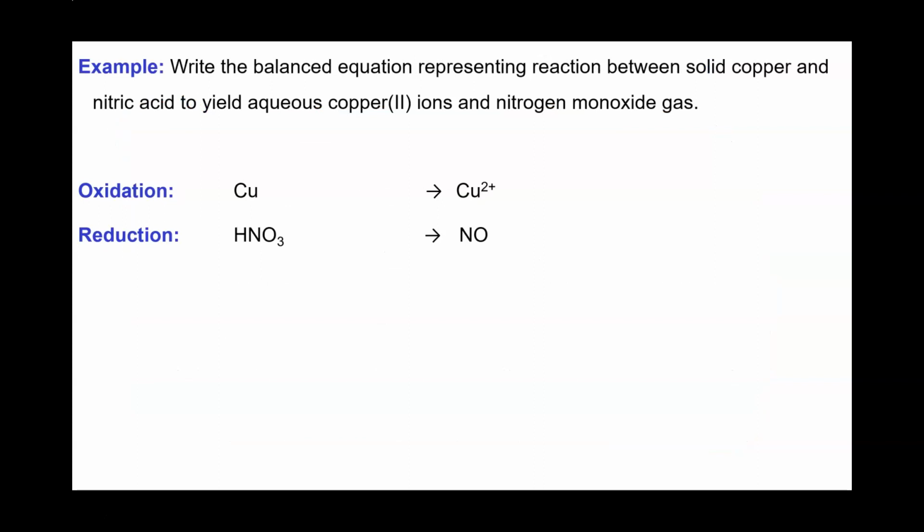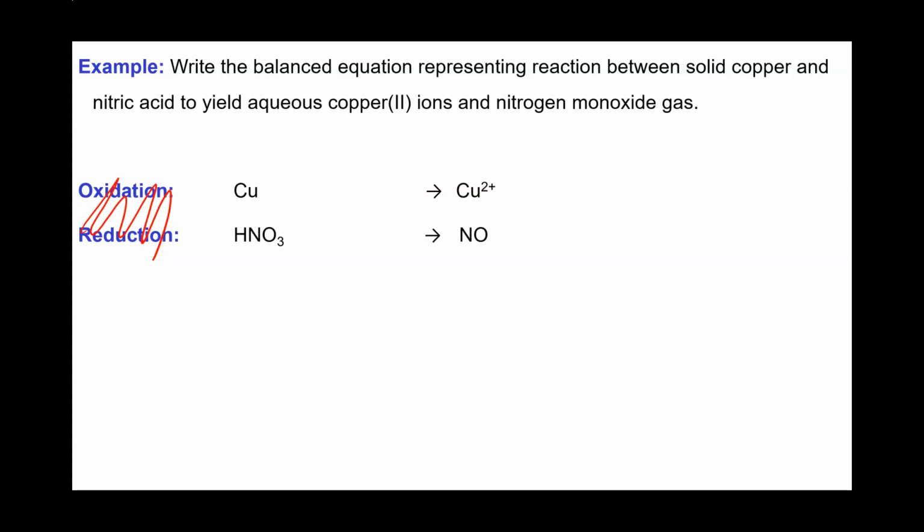So this is the example that's given in a book, so you can also look at it there in text form. It says, write the balanced equation representing the reaction between solid copper and nitric acid to yield aqueous copper 2 ions and nitrogen monoxide gas. So you don't need to know which one is oxidation and which one is reduction. That'll work out in the end. But the copper reactant is forming copper 2+ ions, and your nitric acid reactant is forming nitrogen monoxide. So we've done step 1, breaking into 2 half reactions.